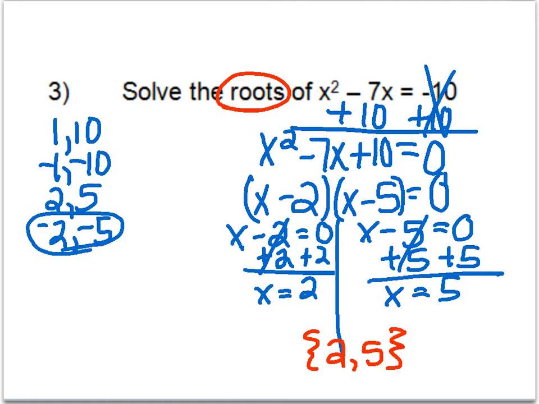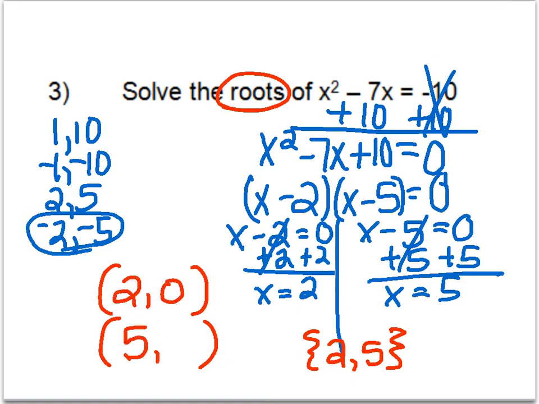And the place where this graph is going to have ordered pairs, specifically on x squared minus 7x plus 10, is at (2, 0) and (5, 0). These are kind of like the x-intercepts. It's where they cross the x-axis.